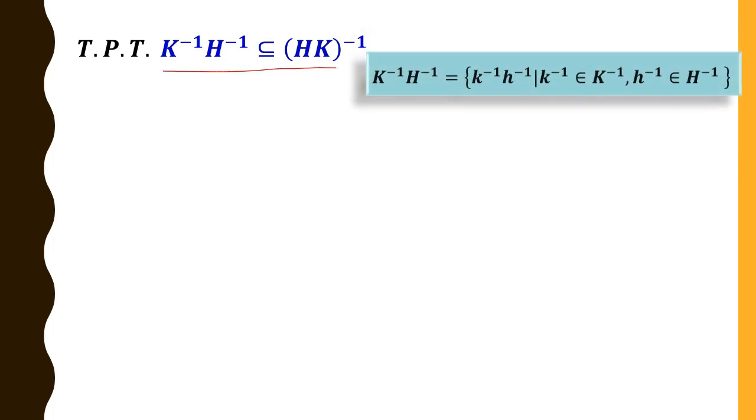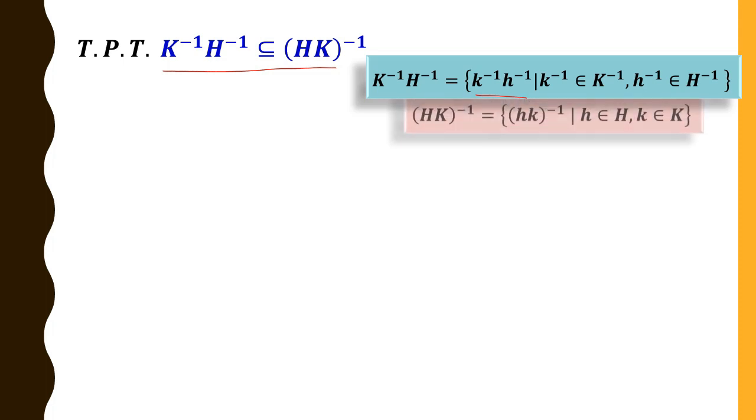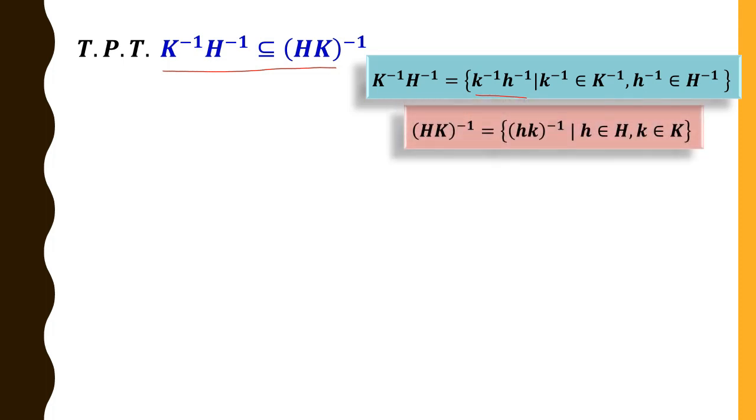Next, we shall prove that K⁻¹H⁻¹ is a subset of (HK)⁻¹. Again, what is the set K⁻¹H⁻¹? It is the set of all elements of the form k⁻¹h⁻¹, where k⁻¹ belongs to K⁻¹ and h⁻¹ belongs to H⁻¹. Similarly, (HK)⁻¹ is the set of all elements of the form (hk)⁻¹, where h belongs to H and k belongs to K. Again, take an arbitrary element in K⁻¹H⁻¹ and show that it belongs to (HK)⁻¹.